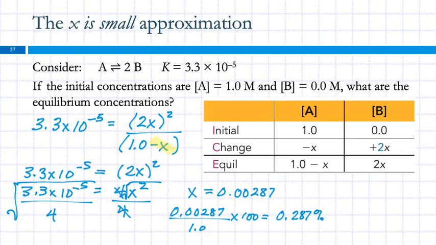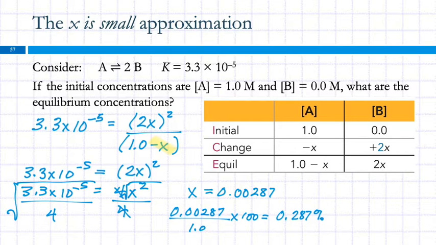Any questions? Do we always divide it by 1? Well, it depends on what your starting numbers are. So it's by the initial concentration. We're going to divide it by the thing we're subtracting x from. So 1 minus x. I need to make sure that x is less than 5% of what I'm subtracting it from. And that's a guideline, right? Not a hard and fast rule, but it's a guideline.